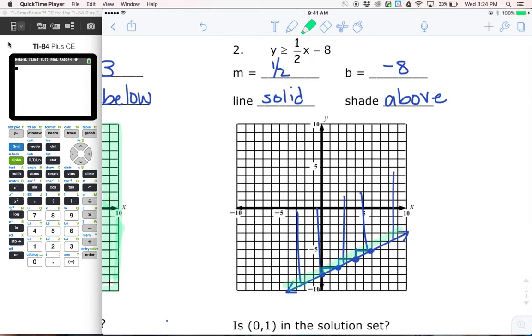Guys, if you're not shading, you're doing it wrong. You cannot just draw the line. It is not the same as the inequalities that we had been practicing earlier. You have to shade.